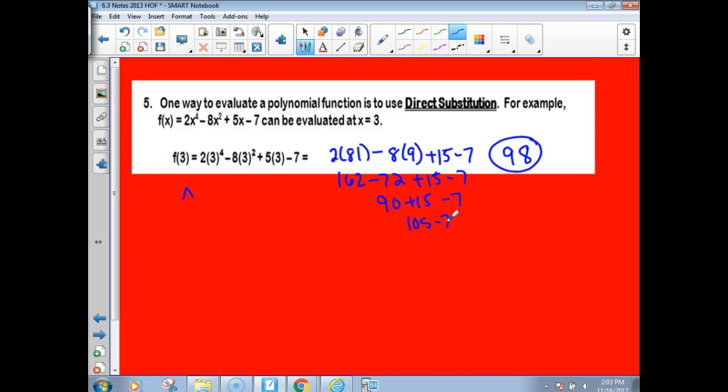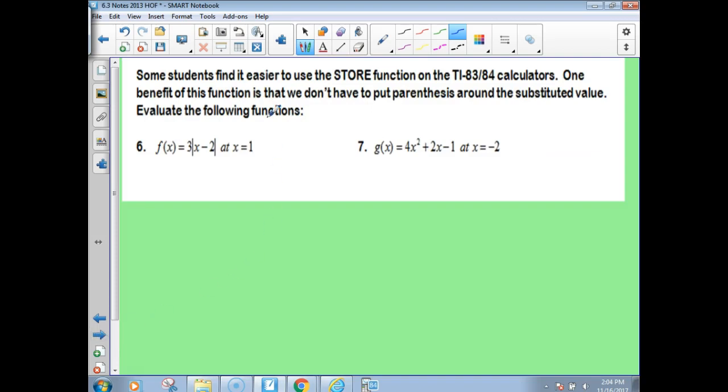All right. Substituted it in. So the next, some students find it, no, we're not going to use that, so just kind of ignore that little section. I'm not doing that. I want us to evaluate this by hand, not use some store function. And that's only if you wanted to do repeated, whole bunch of values in there, so we're not even going to discuss it. 3 times the absolute value of 1 minus 2.